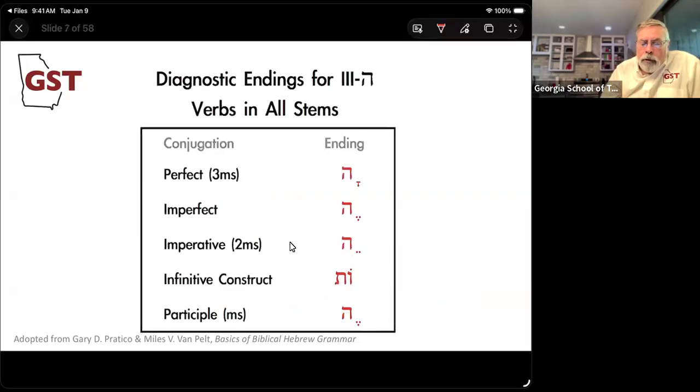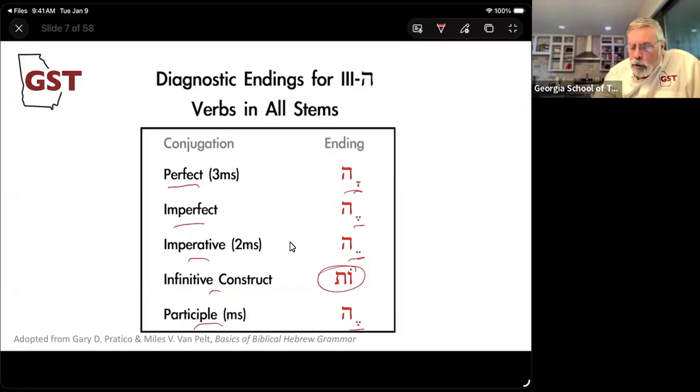If you remember, there's our third hey endings. For the perfect 3ms, qamets hey; imperfect, segol hey; participles also segol hey. Imperative is going to be the tsere hey. Infinitive construct is our unique one with the holem vav. We've been seeing this chart over and over again, so hopefully it becomes more and more familiar.